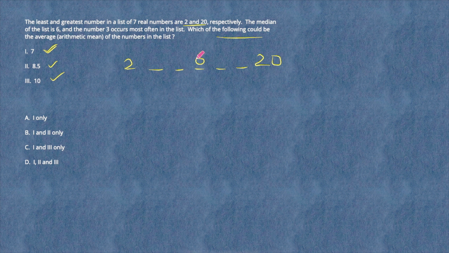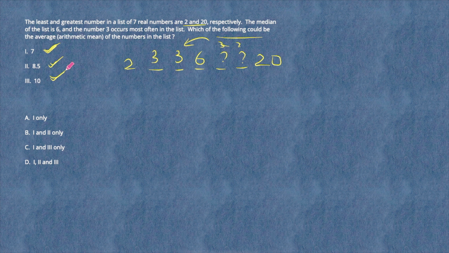And they say the number 3 occurs most often in the list. So number 3 cannot come here or here because when you arrange it, it will go on the left hand side. So the maximum number of times 3 can come is twice. Cannot have a 3 in these 2 slots. So now we have these fixed numbers. We have 5 fixed numbers. Now we can guess these 2 and see if any of them could average 7, 8.5 or 10.